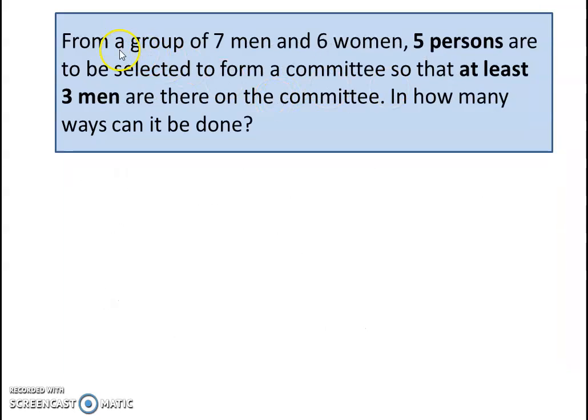Next question we have is, from a group of 7 men and 6 women, 5 persons are to be selected to form a committee so that at least 3 men are there on the committee. In how many ways can it be done? So here we have 7 men and 6 women, and we are selecting 5 persons, right? And the condition is at least 3 men should be there. So based on this condition, we can have 3 men or 4 men or 5 men in the committee, because at least 3 men must be there, right?